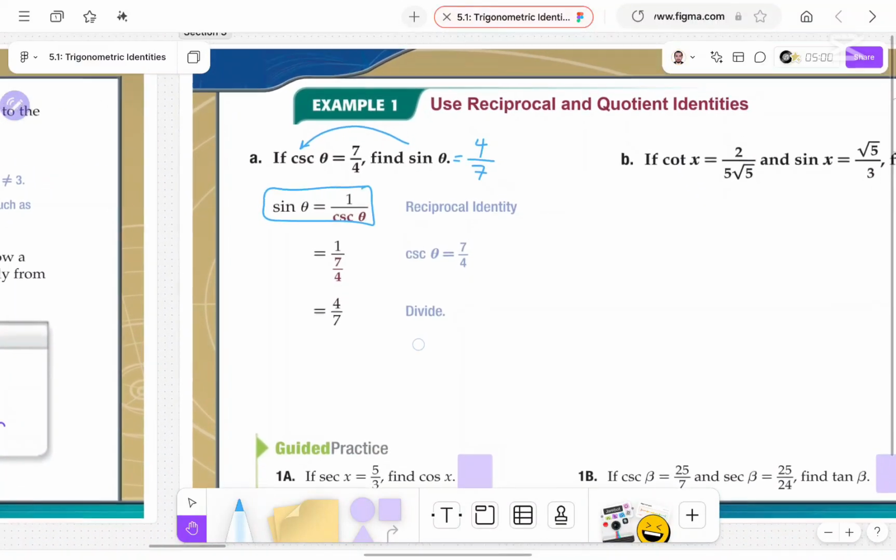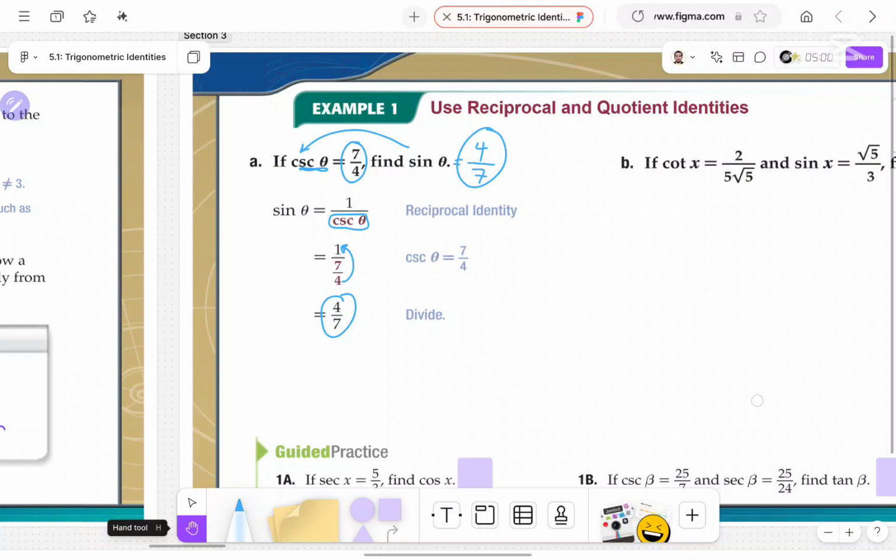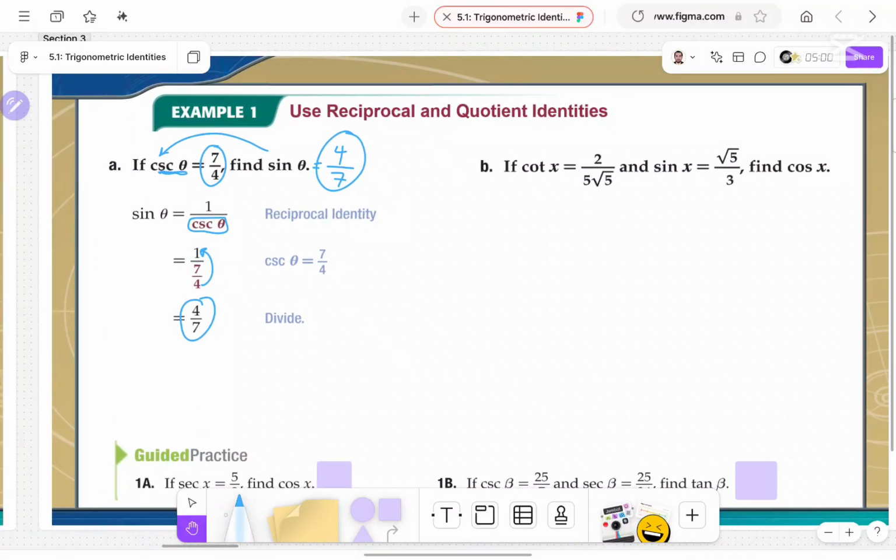Cosecant is given as 7 over 4, so I need to replace cosecant with 7 over 4. So now it is 1 over 7 over 4. What happens here is this 4 goes in the numerator, so it becomes 4 over 7. Or you can just write it like that, but I just showed you how you can use the reciprocal formula.